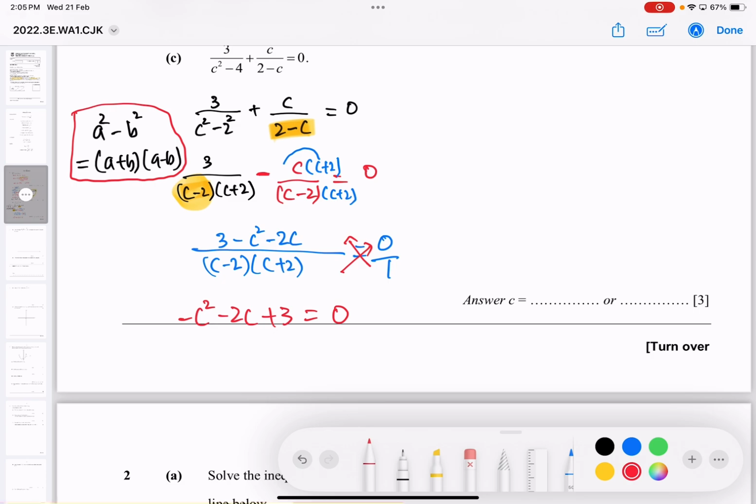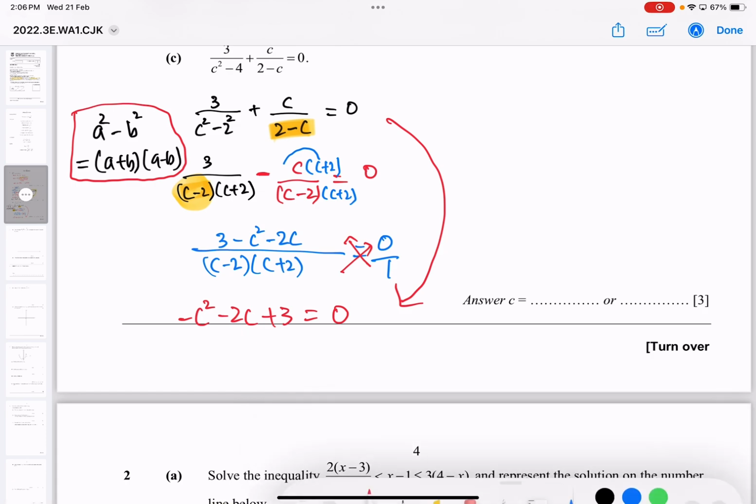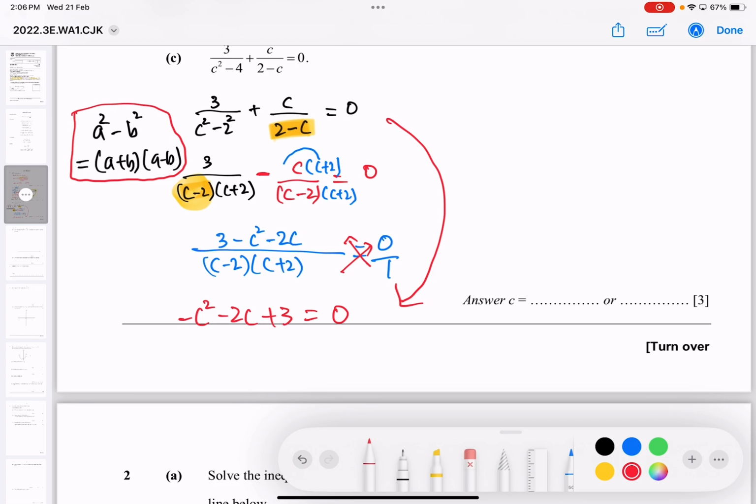Of course, if you want to go directly from here to here, it really depends on the marker. Sometimes when teachers remark, we just do SOI, meaning seen or implied, which means we assume that you know what you're doing. I skipped the second one, the combined fraction. If you skip the second one, it means you got here, then it's okay. That one's not a method mark. You can skip this one.